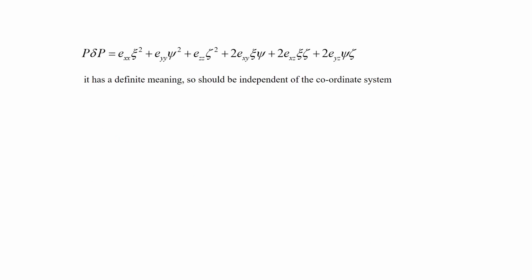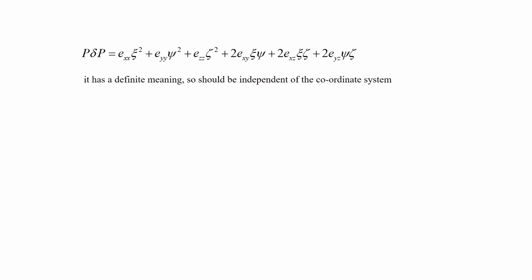So, we have this particular equation, and we will see that this delta P comes out to be Exx xi square plus Eyy psi square plus Ezz zeta square plus 2 Exy psi xi plus 2 Exz xi zeta plus 2 Eyz psi zeta over here. So, now this particular equation, as you can see, the left hand side defines the magnitude. So, therefore, it should be independent of the coordinate system.